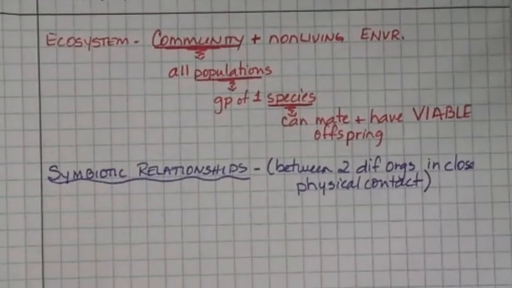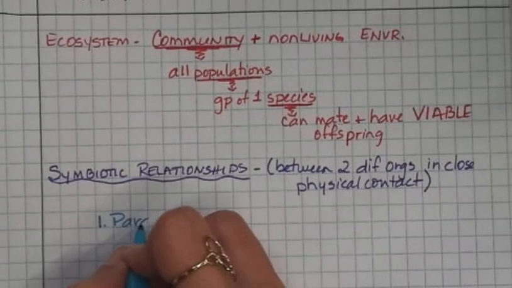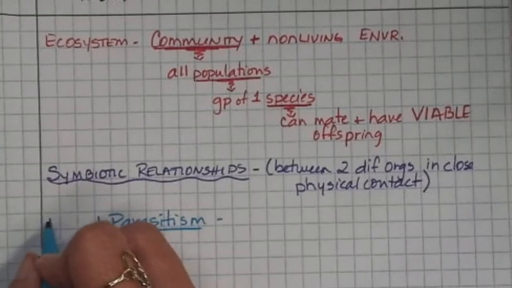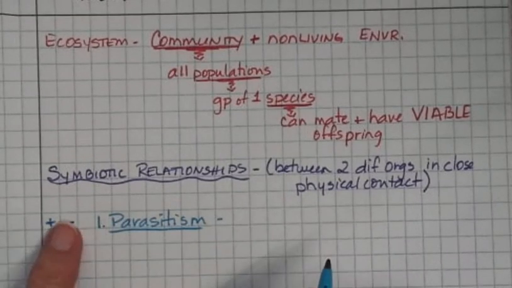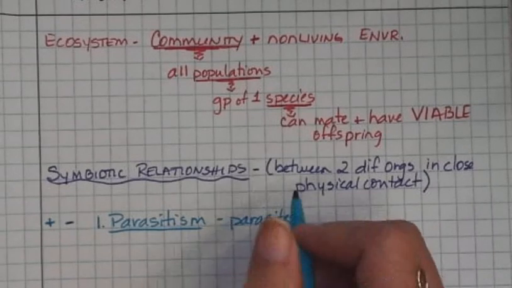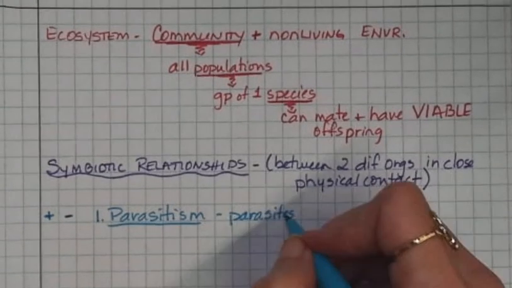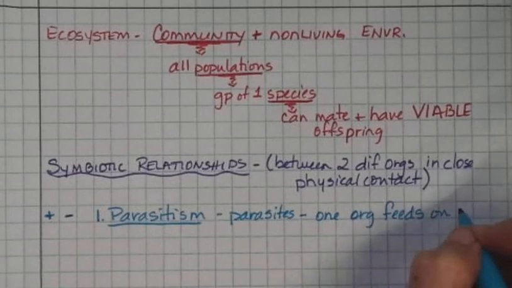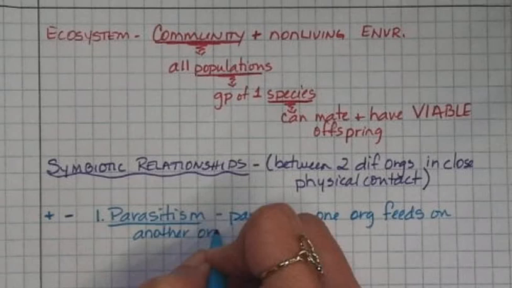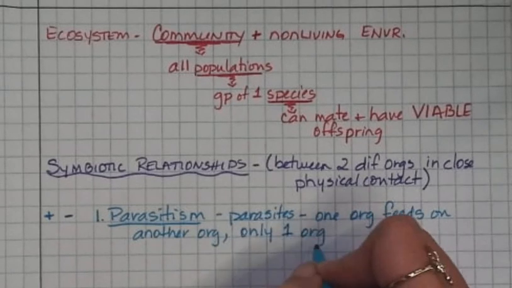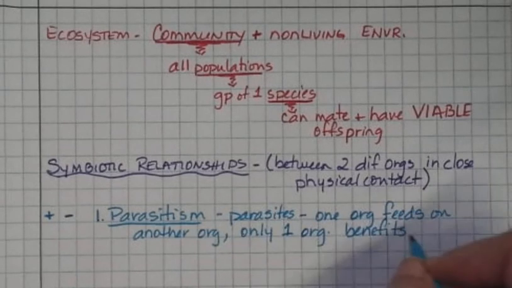There are different types of these, and the first one I'm going to use is the one I just gave you an example of, parasitism, parasites. I'm going to put a little sign over here. It's good for one, that's the plus sign, but really bad for the other one. There are all sorts of crazy parasites out there. If you start taking a class on parasites and even worms, you'll almost not want to eat anymore. This is when one organism feeds on another organism. Only one organism benefits, meaning it gets the good out of it. The other one's in bad shape.